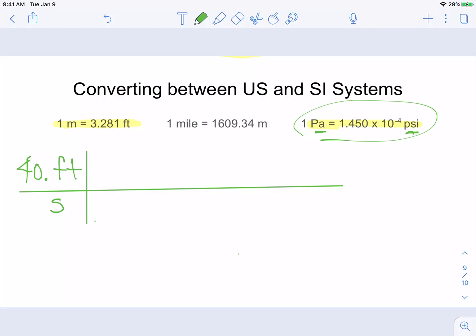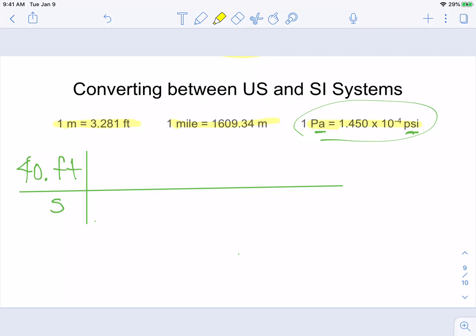I know that's still in the US system, but I just want to show you a little conversion here using the conversions that you have in front of you. And I'm going to do this in a silly way. I'm going to pretend that the only reference you have are these 3 conversions up top.